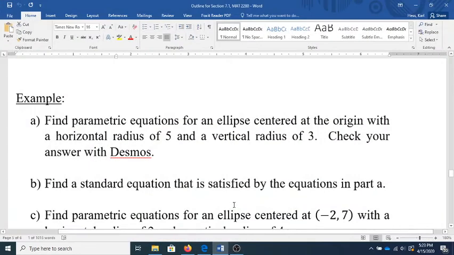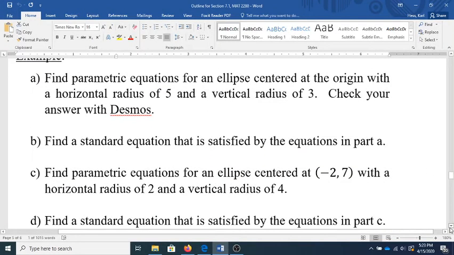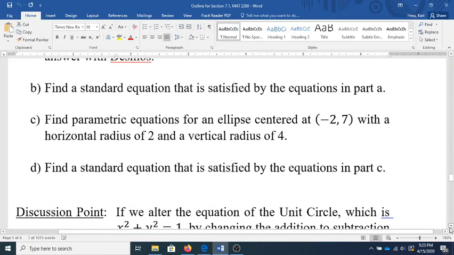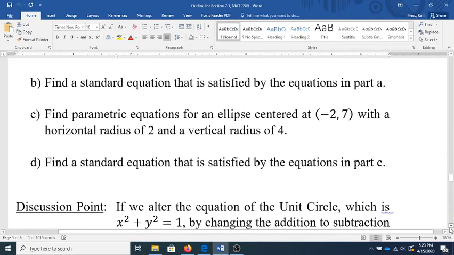Alright, that's part A down, part B down. How about part C? Find parametric equations for an ellipse centered at -2, 7 with a horizontal radius of 2 and a vertical radius of 4. Let me read all that again before I flip over to the paper. We want parametric equations for an ellipse centered at -2, 7. So we're going to have to be tacking some stuff onto the ends, with a horizontal radius of 2 and a vertical radius of 4.